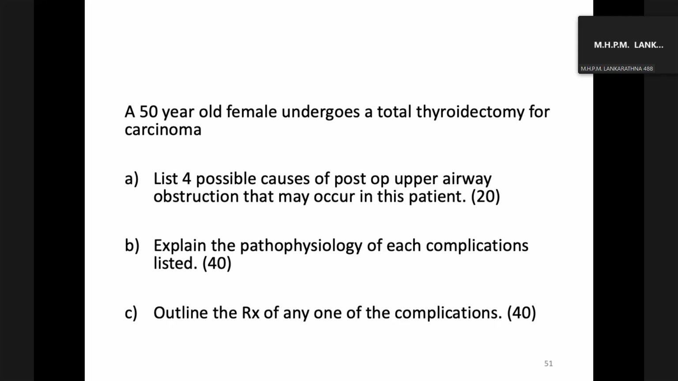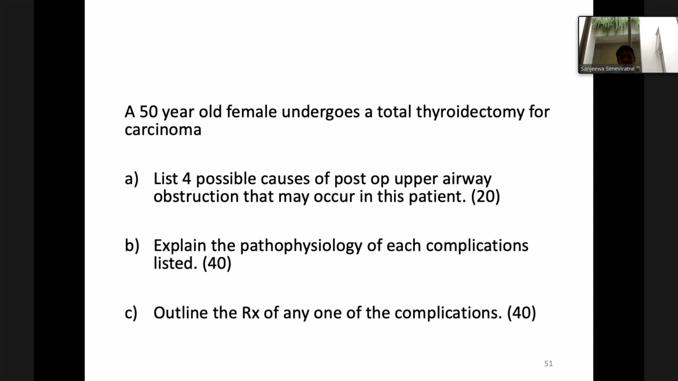So the 4 possible causes are bilateral recurrent laryngeal nerve palsy, hematoma formation due to reactionary bleeding, hypocalcemia, and the tongue falling backwards because of the effects of general anesthesia. Post-op upper airway obstruction, but that is not specific, no? Yes, sir, that can happen in any patient. Is there any other condition that is specific for thyroidectomy? Tracheomalacia. Yes, tracheomalacia is another one. Good. So those are the likely 4 causes.